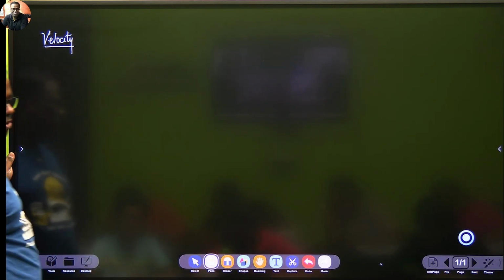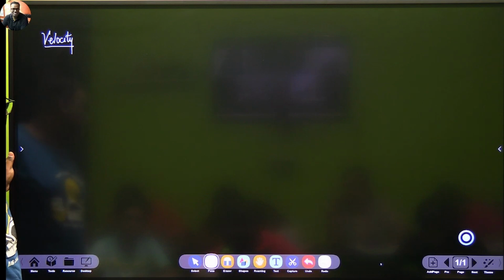Velocity will have a lot of facets. Speed was very simple, only speed and average speed. Speed was distance traveled by time taken, SI unit being meters per second, and also we learned 1 kilometer per hour is 5 by 18 meter per second. Okay, now we're going to learn about velocity.